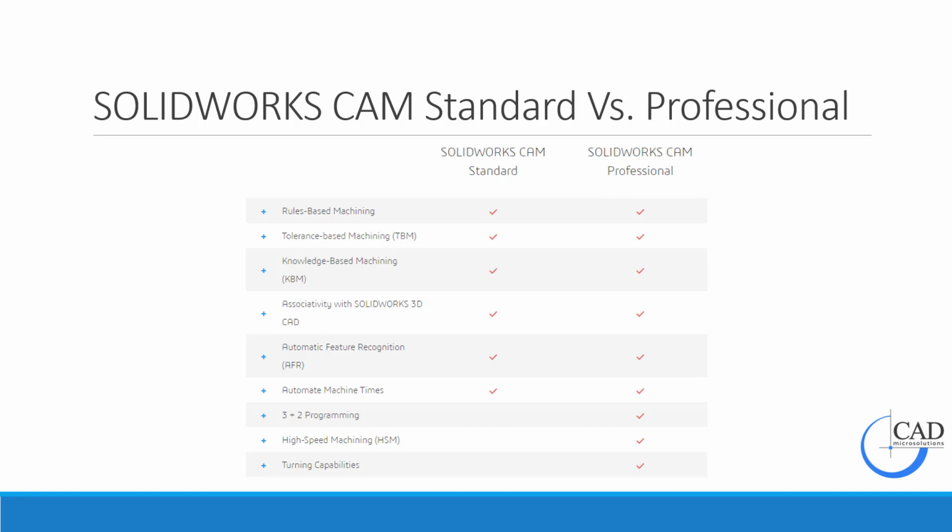3+2 programming. This option is available inside of SolidWorks CAM Professional, and that gives you the ability to add in fourth and fifth axis indexing on your milling machine. There's also high-speed machining, our volume mill tool path for roughing tool paths. And then we've also got the ability to program lathes, and that's our turning capabilities. So that's what we'll be covering today.